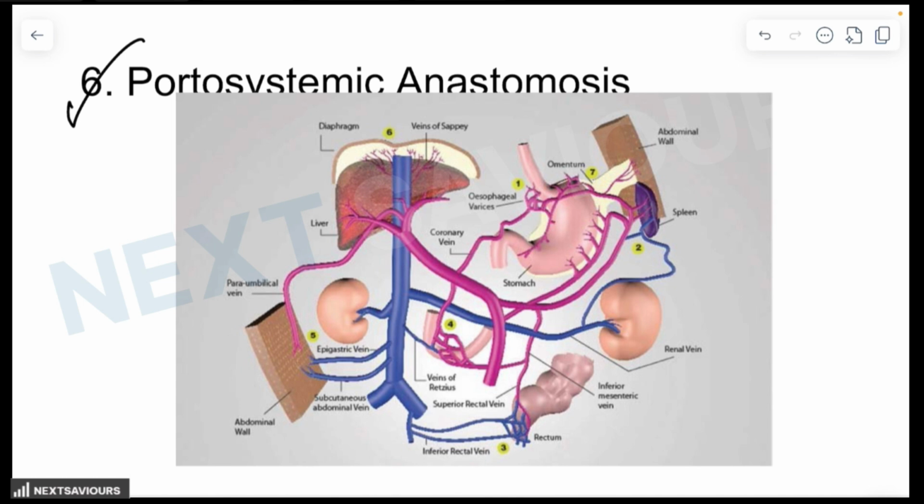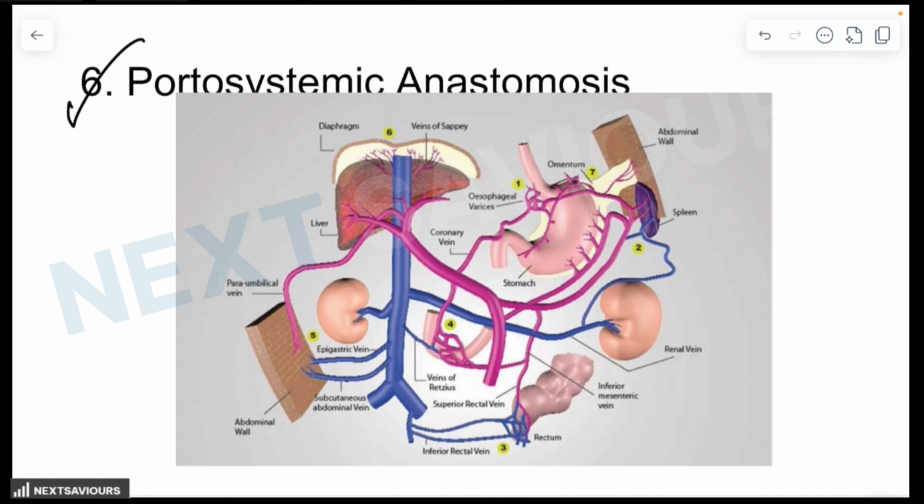Then the sixth topic, obviously, is the portosystemic anastomosis, and it is key to understanding the complications of portal hypertension. Clinically, this is linked with caput medusae, esophageal varices, and hemorrhoids, and that is why it is very frequently asked in both theory and clinical-based MCQs. It is easy to frame questions like identify the site or the clinical feature.